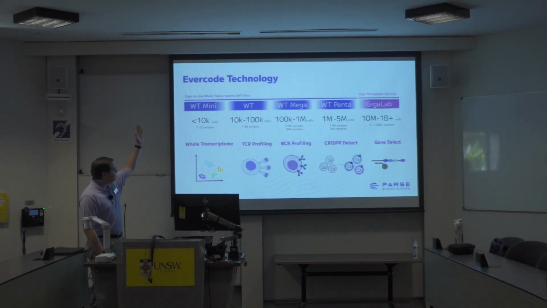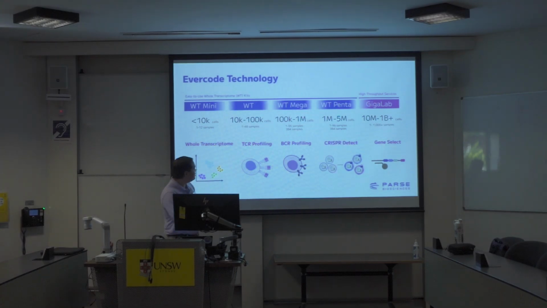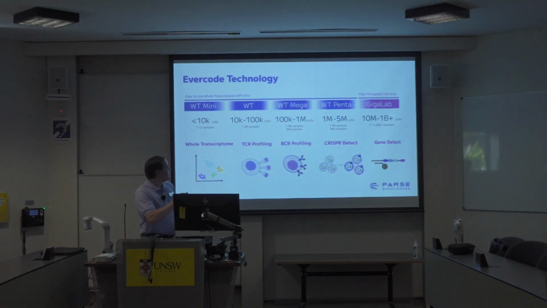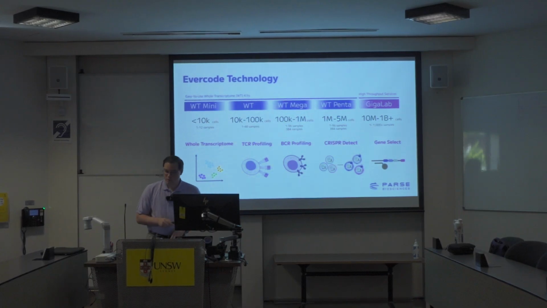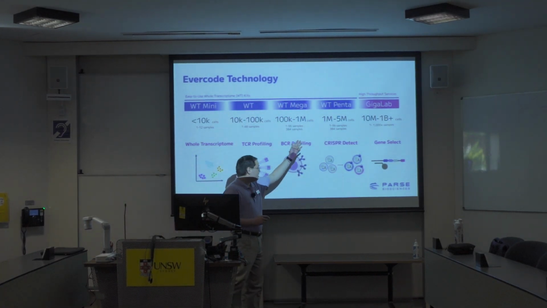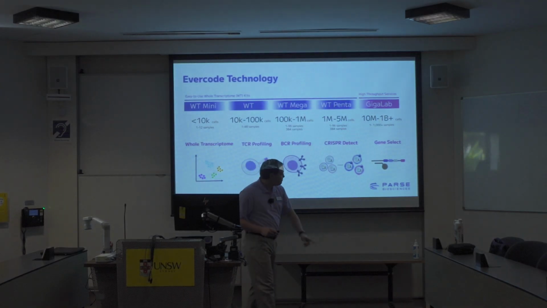Once again, these are the kit sizes. Mini kit, whole transcriptome kit. Most research I see nowadays, researchers are doing a WT kit with 8 to 12 samples, so about 10,000 cells per sample, 10 samples. This is usually where most researchers will start, either there or the mega kit. But once you're ready to scale up to these larger experiments, we have options for that as well. Everything's based on this whole transcriptome information. And on top of that we have TCR, BCR, CRISPR screens, which I didn't talk about today, and gene select for pull-downs.